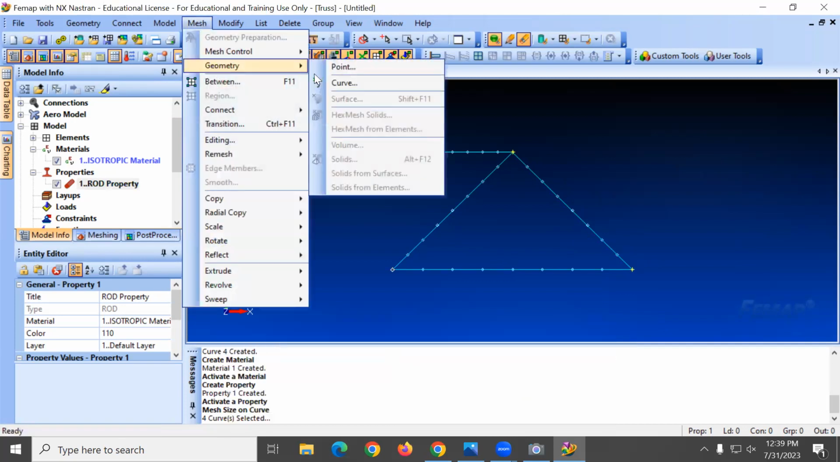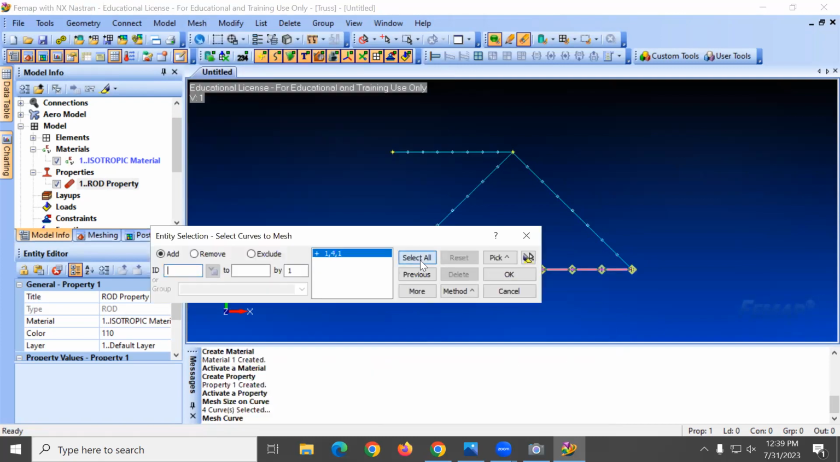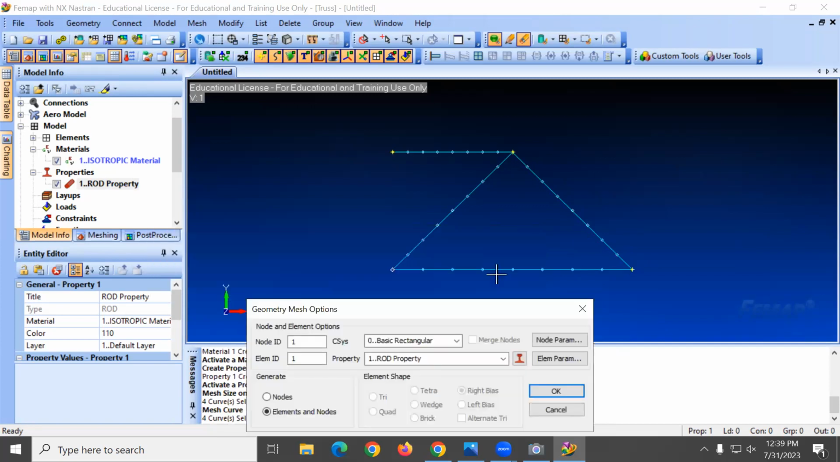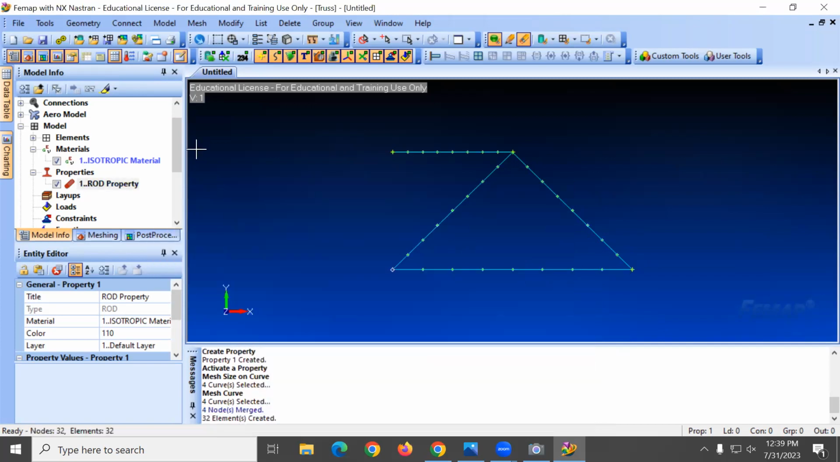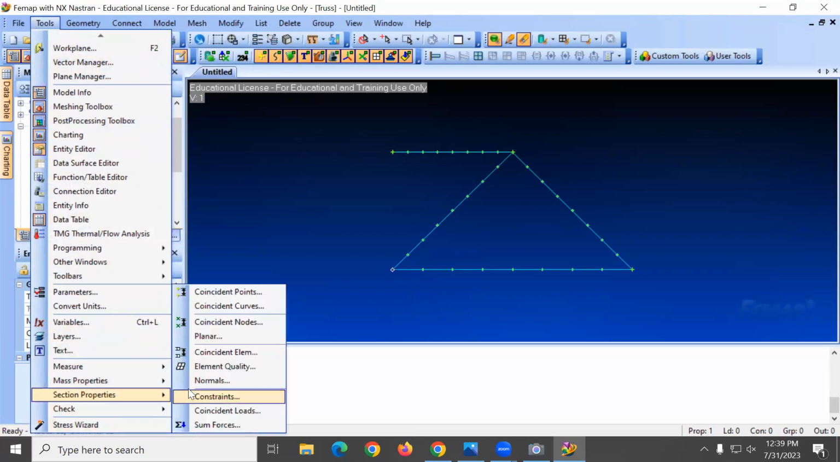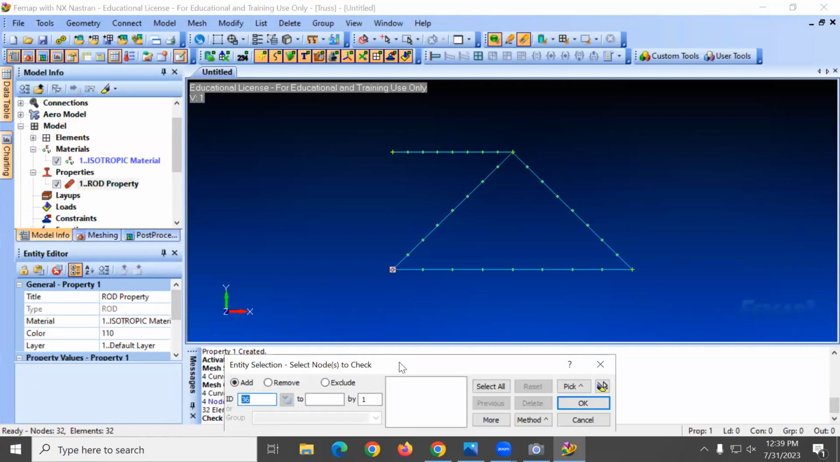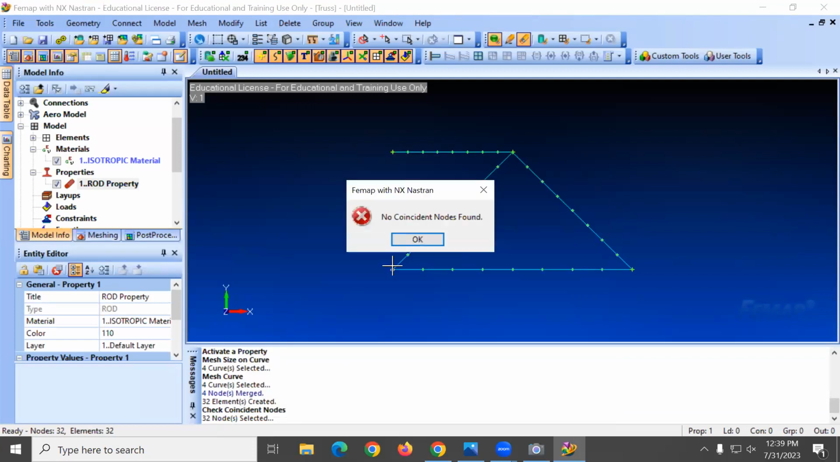Mesh geometry curves. Probably we can do select all. Okay. Rod property. Okay. Tools, check, coincident nodes. I don't think you should see any coincident nodes because we mesh everything at once, but I never know what the program is doing.